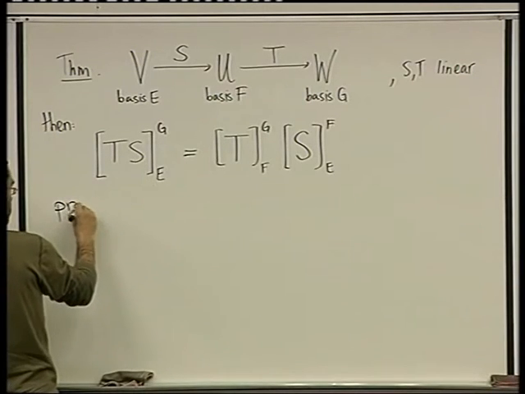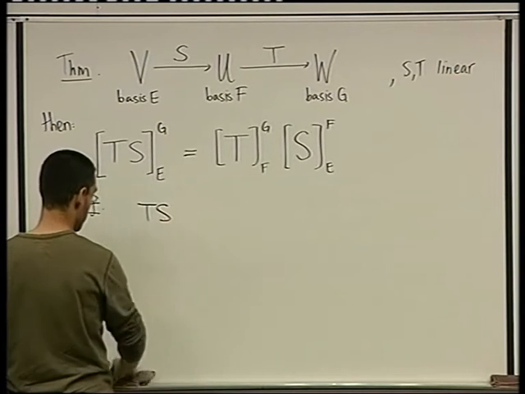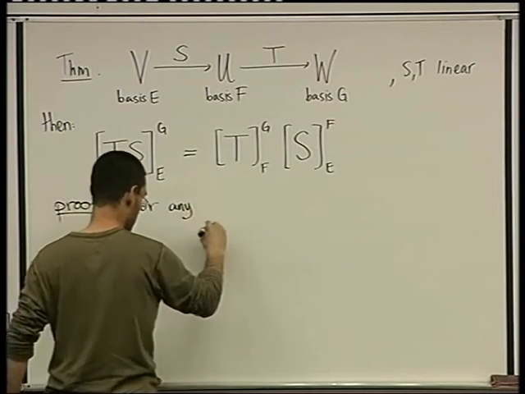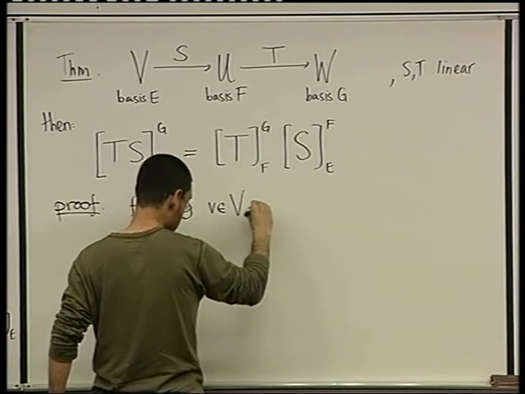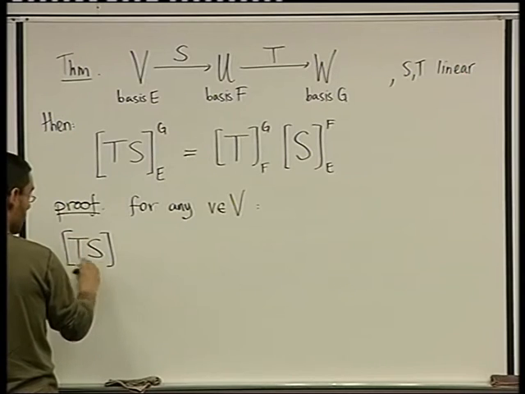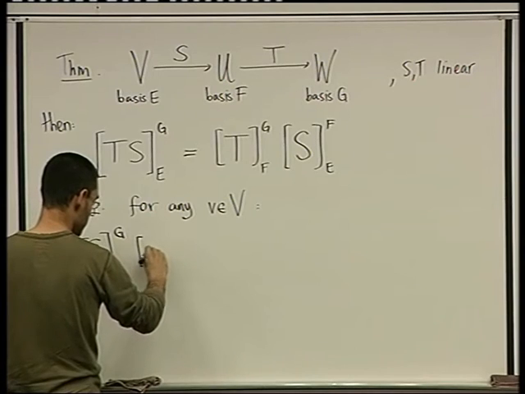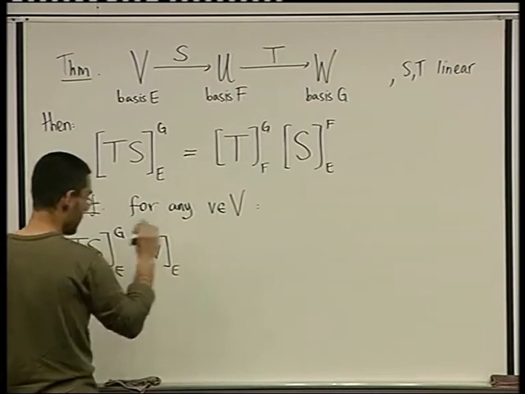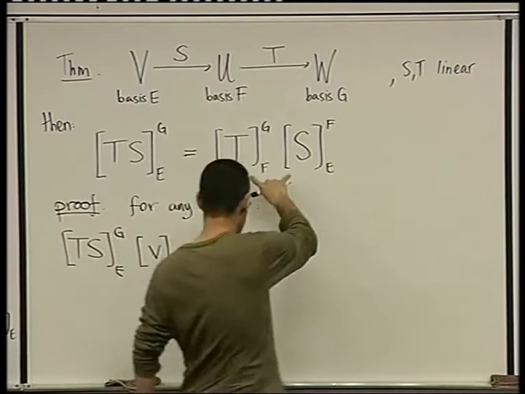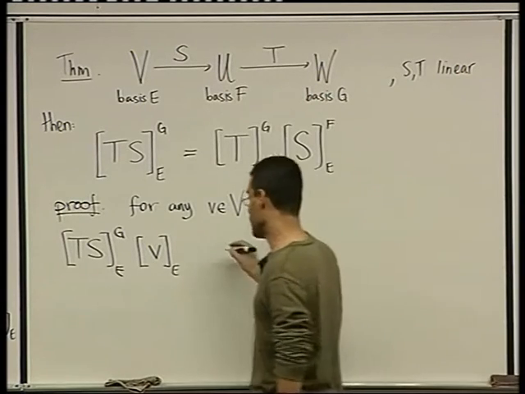So proof. We're going to take TS, so let's start it correctly now, for any V in V, we have TS, E, G, acting on V, E. Right? And we want to show that this is the same as this acting on V, E. Right? So let's start working on it.